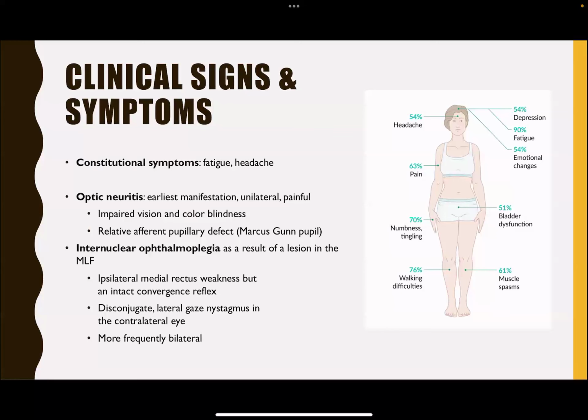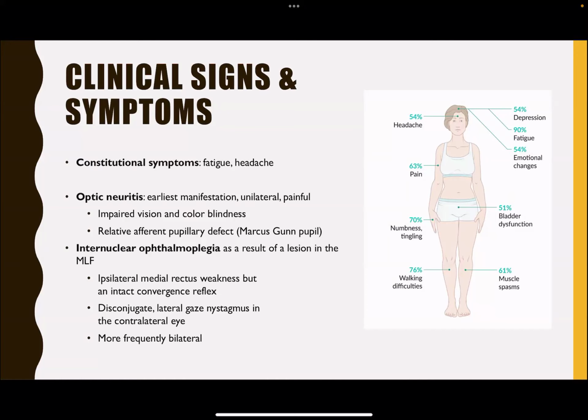Coming to the clinical signs and symptoms, different patients will present with different signs and symptoms. The figure on the right shows the percentage of the findings that have been reported by the patients or recorded by the doctors. As you can see, the most common symptom found in patients is fatigue, at 90%.